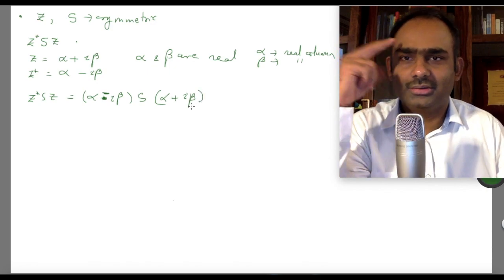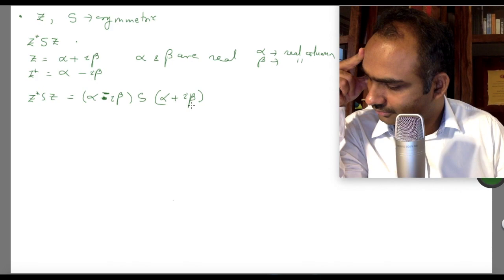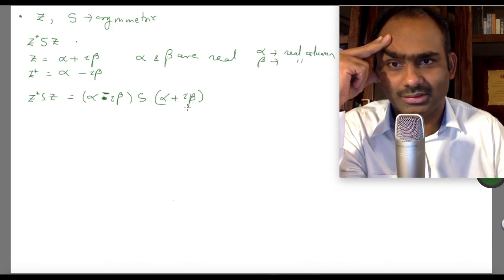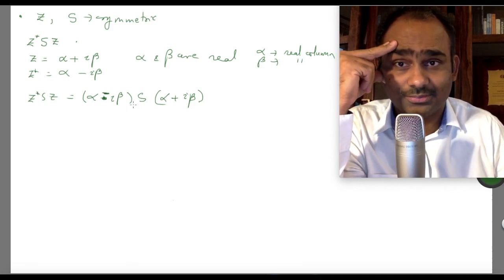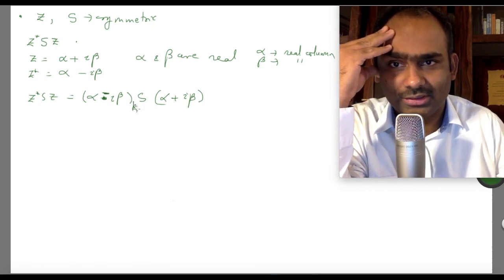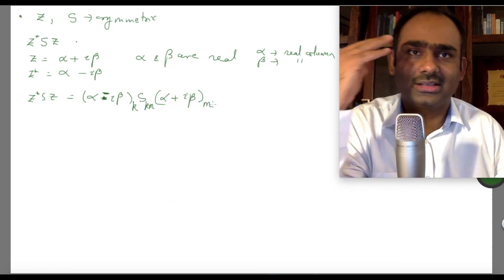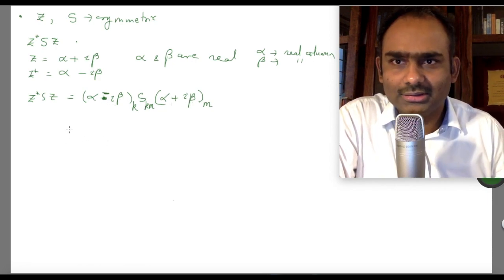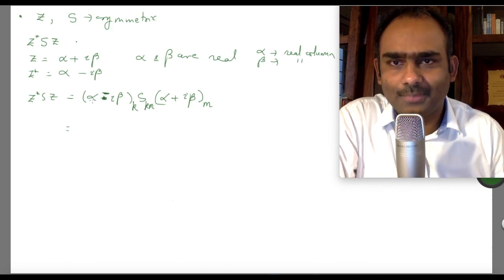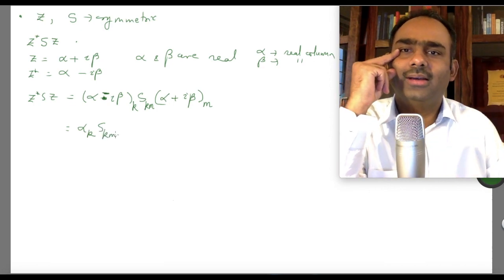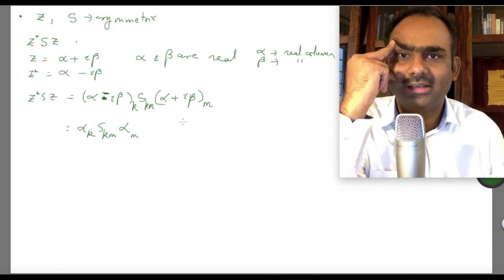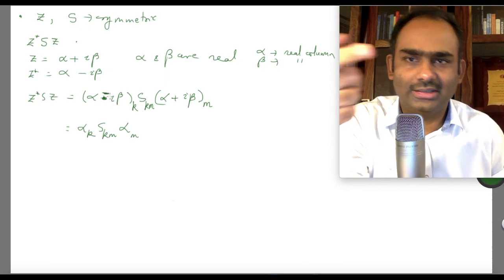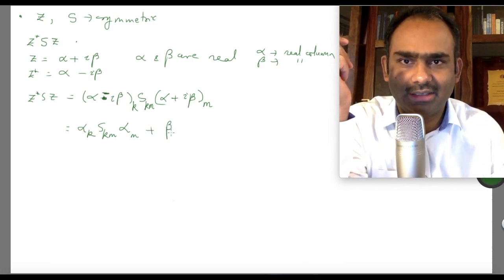Now, I want to write this out in components. Let me put an index K here and M here. I'm also using Einstein's summation convention, so there's a sum over K and M. And this is how you write a product. Okay, that's good. So I have four terms here. I multiply alpha S alpha, so I get alpha_k S_km alpha_m. Let me multiply the betas. You get I squared is minus 1 and there's a minus already there, so that makes a plus. So you have beta_k S_km beta_m.